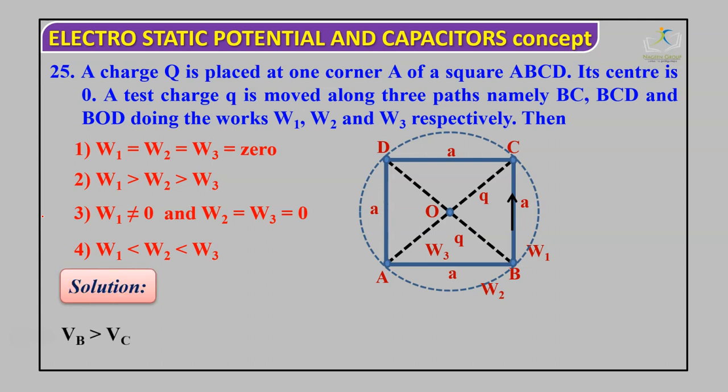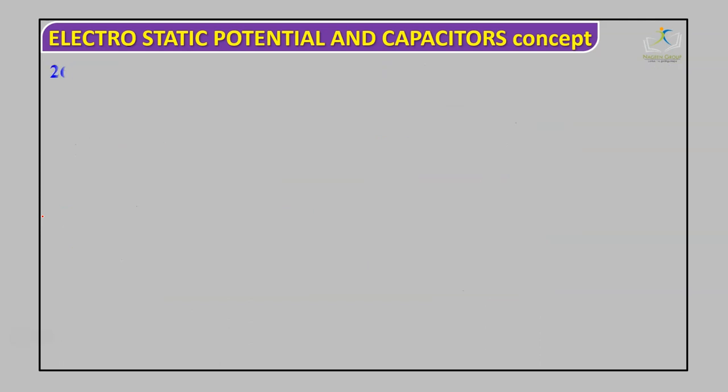So, VB is greater than VC and VA equals VC from this diagram. We can say that W1 is not equal to 0 and W2 = W3 = 0.